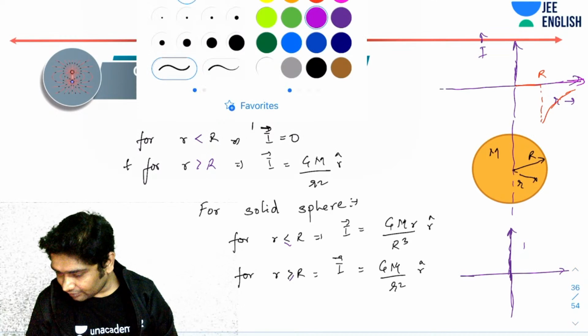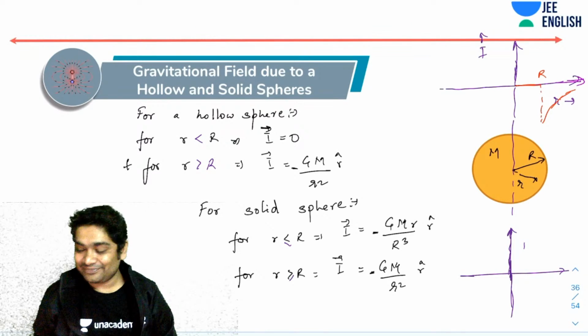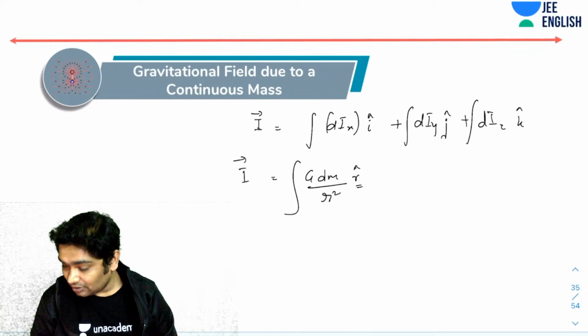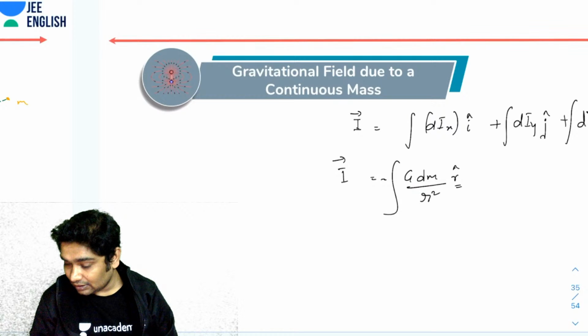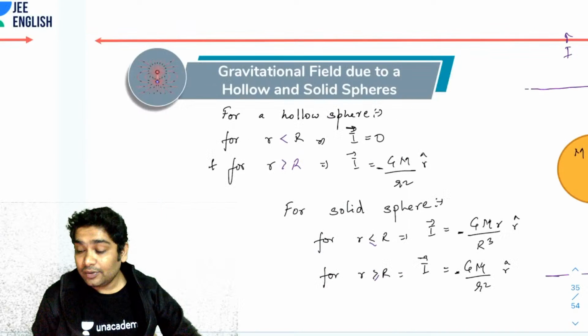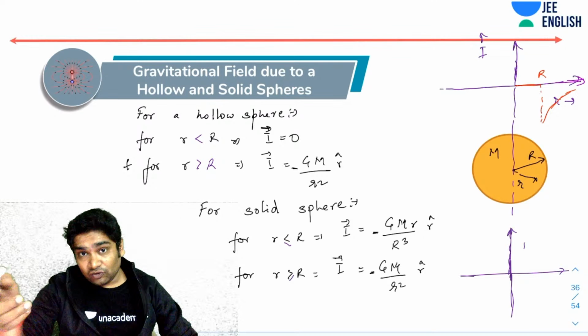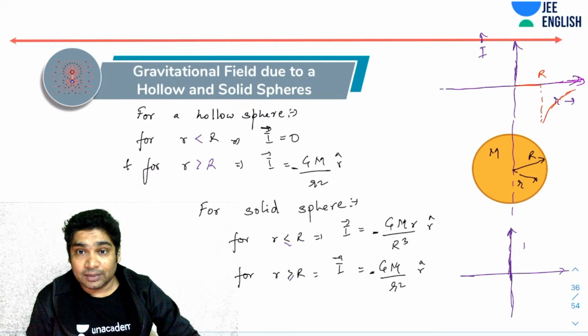So I completely forgot about this minus sign. Everywhere there will be a minus sign. I hope I put it here also. Yeah, I've been forgetting the minus sign. Gravitational force is attractive, so the intensity vector would point towards the negative x-axis on the positive side.